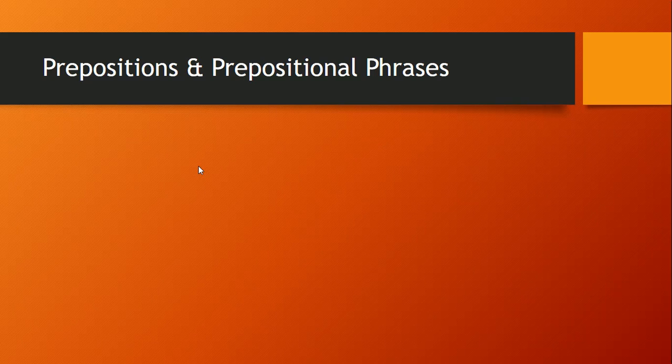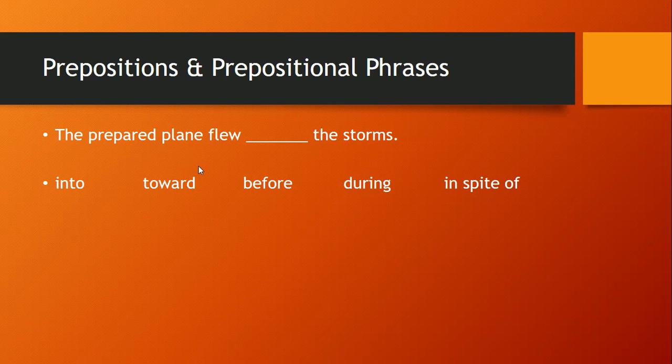So let's look at prepositional phrases. We talked about the prepared plane flew blank the storms. Anything that fits in that sentence is going to be a preposition. So into, toward, before, during, in spite of. This is a compound preposition. So in spite of is actually a preposition in and of itself, and then it connects to the next prepositional phrase. So that helps to identify prepositions.